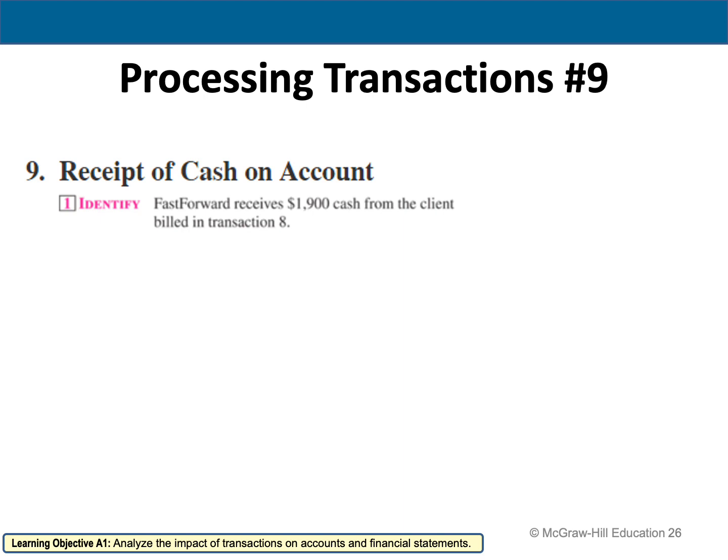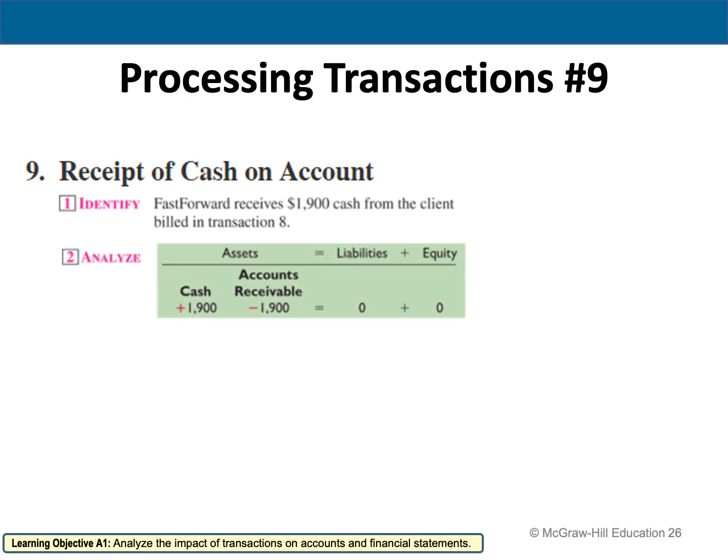Now the customer came back to us and gave me cash. So if the customer pays me cash, I receive cash. What will happen to my cash? Of course, my cash is going to increase. And at the same time, my accounts receivable should decrease. Why should my accounts receivable decrease? Because I received the money. If I receive the money, then my accounts receivable should decrease.